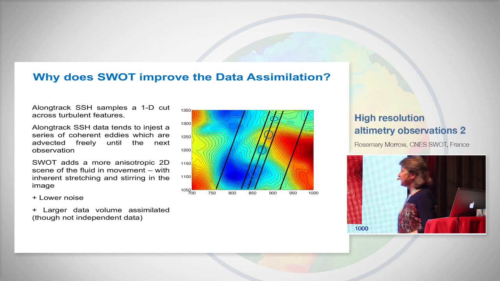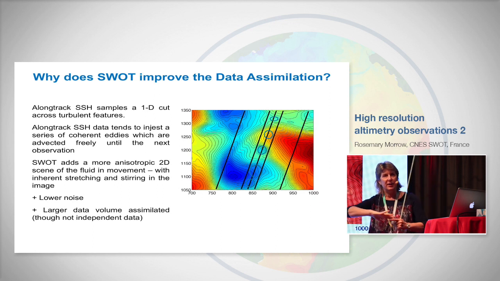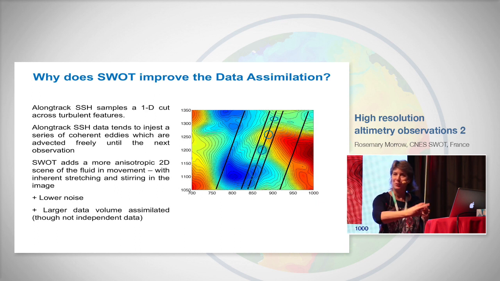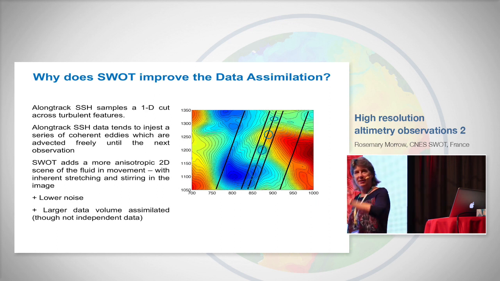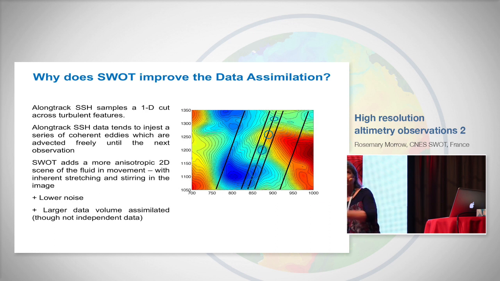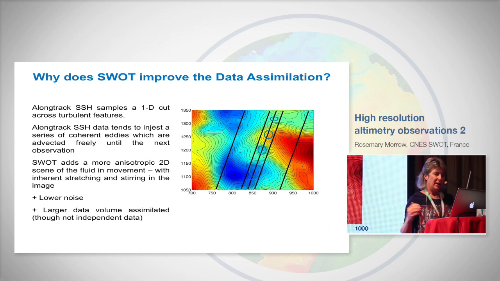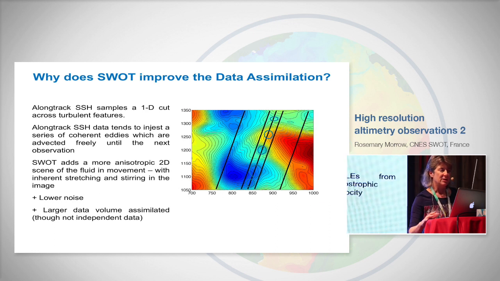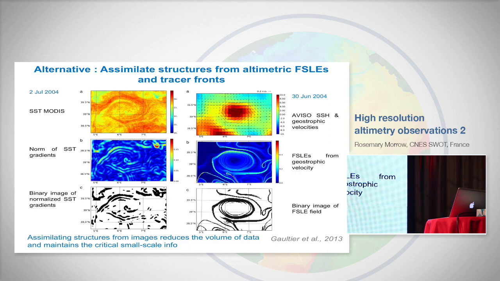And so SWOT, by putting in the full two-dimensional image, is putting in all of the anisotropy locally, it's putting in the strain, it's putting in the stir, the result of all that is being entered in, and so it actually slightly reduces the mesoscale energy, but it's putting movement in the right place into the model. And so that's perhaps one of the reasons why the SWOT images work so well for the data assimilation.